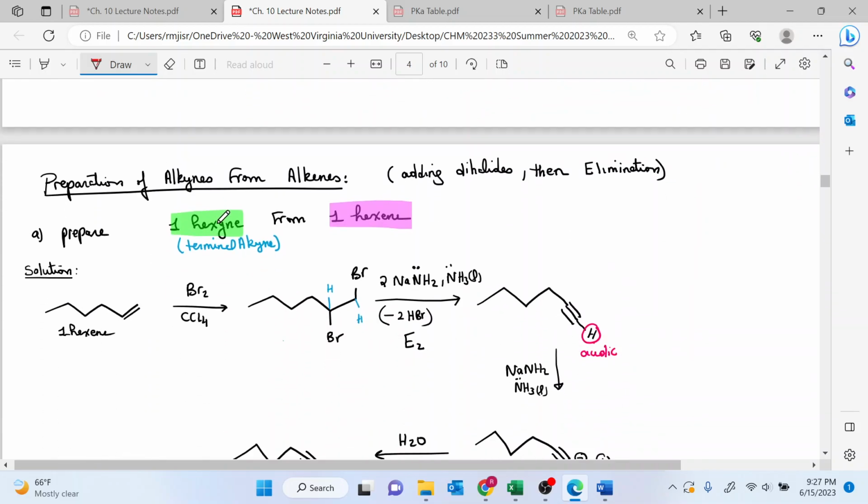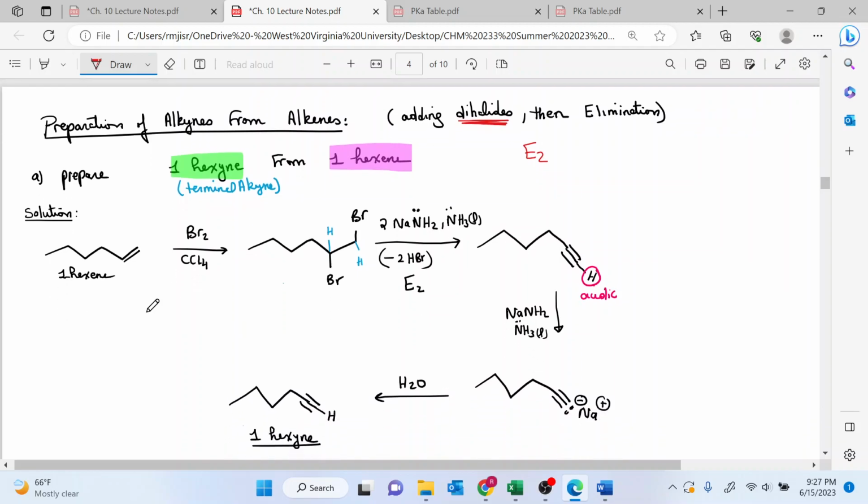We can prepare triple bonds from double bonds. And every time you want to prepare a triple bond from a double bond, remember the elimination. Remember the E2 elimination and remember the dihalides. So you need to have dihalides and you need to do double E2 elimination to go from a double bond to a triple bond. And the reaction goes as such.